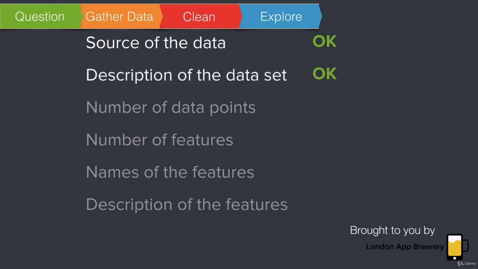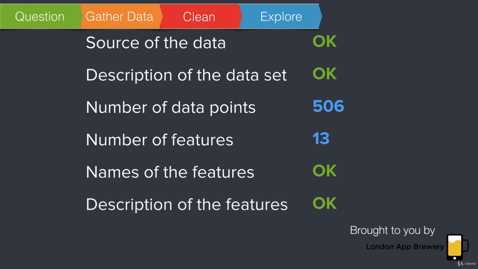We've also managed to figure out the number of data points in the dataset, which was 506, and the number of features, which was 13. And lucky for us, the descriptions of the features was also given. They called them attributes, if you remember. And the names of these attributes were given in all caps. They were abbreviations. And finally, we had a very brief description of all the features as well. So I think for starters, this is pretty good going, but let's crack on.